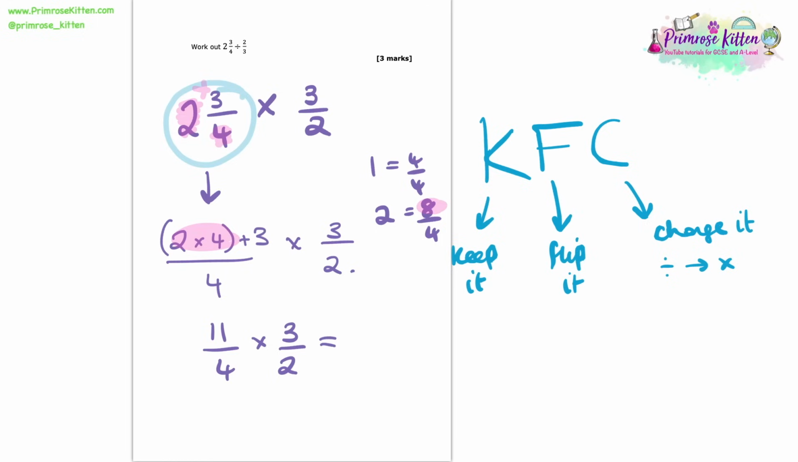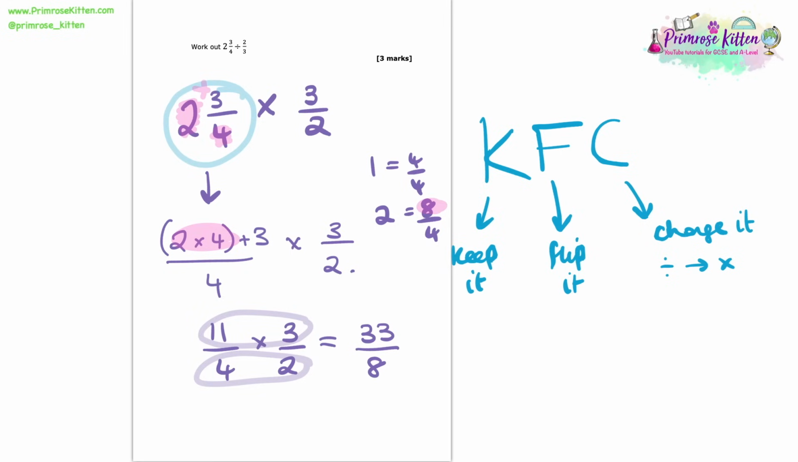So finally, we need the answer. And to do this, we need to remember how to multiply fractions together. And when we multiply fractions, we simply multiply the tops together and multiply the bottoms together. And that is it. So here we're going to end up getting 33/8. Now looking at the question, it doesn't say that we need to give this as a mixed number or a top-heavy fraction. So we can give it as either.